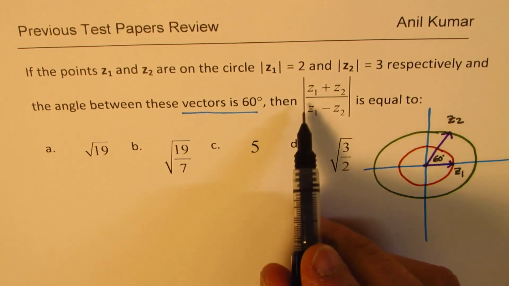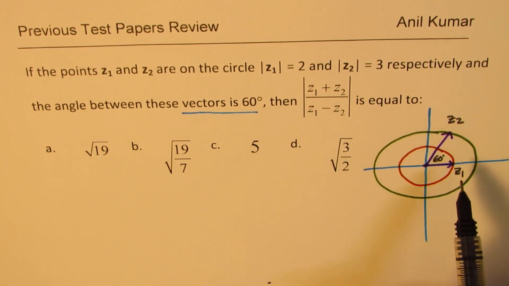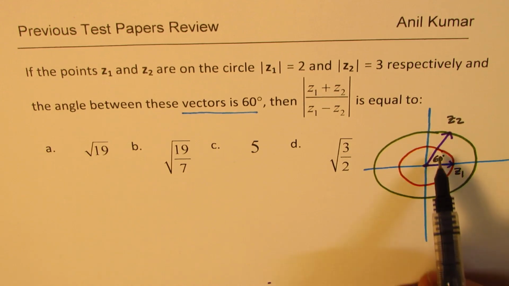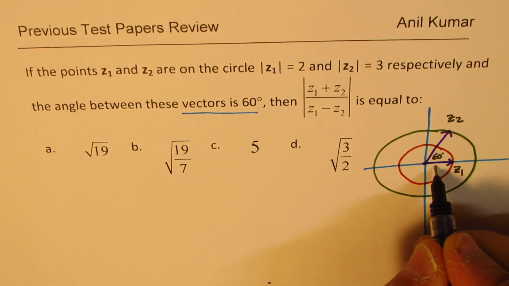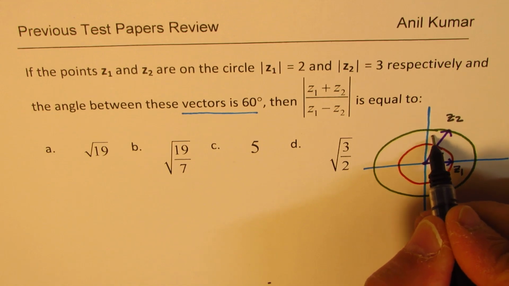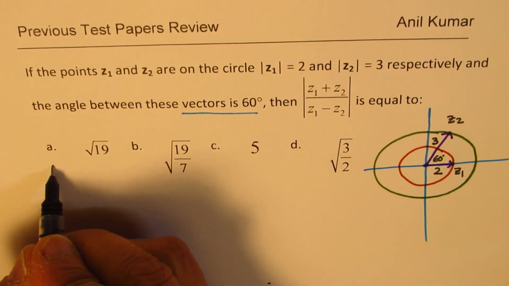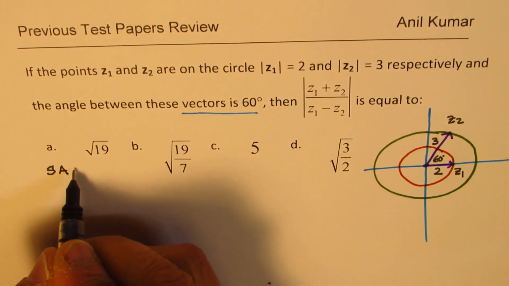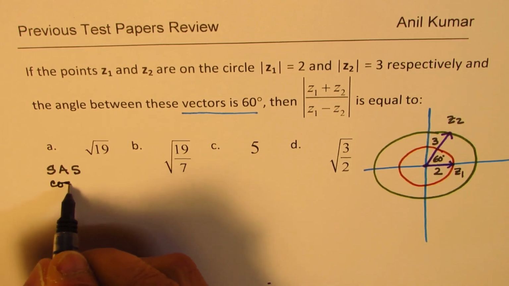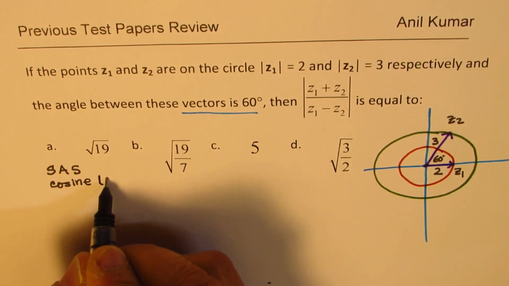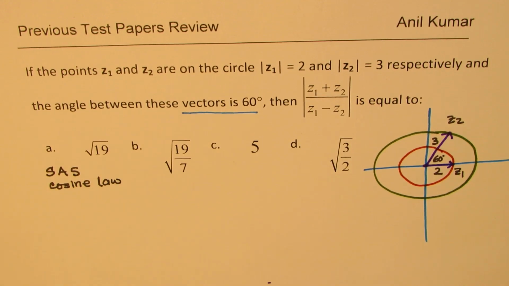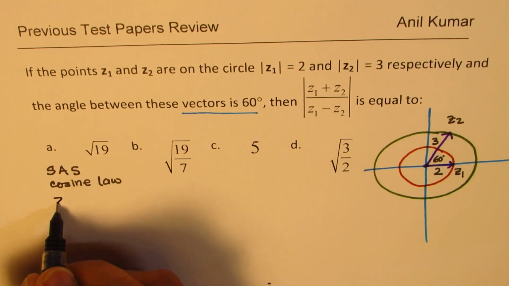Now, we need to find their sum. So basically, we have two sides. One side length is 2 units long. The other one is 3 units long. So it is a case where we know two sides with included angle. And that means cosine law. Is that clear to you, right? So that means cosine law. So basically this vectors question is a trigonometry question for many of you, and you can always use cosine law to solve it.